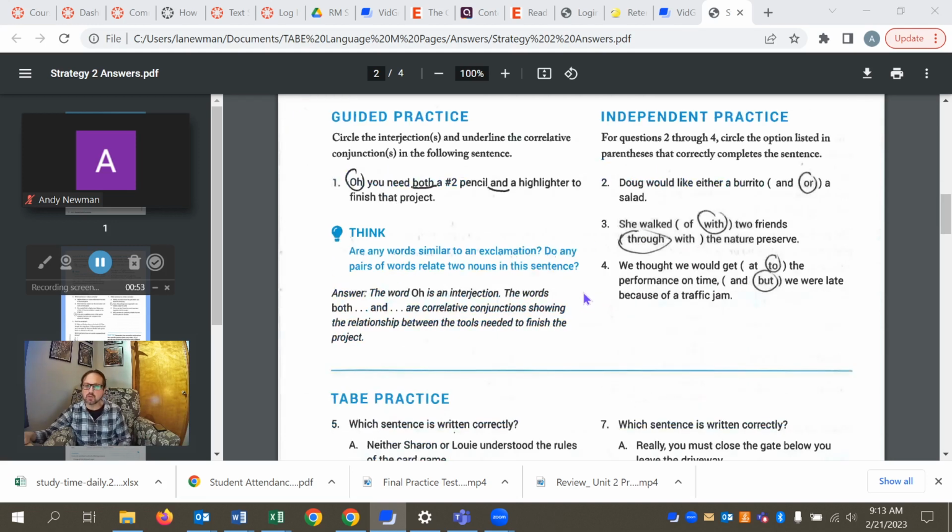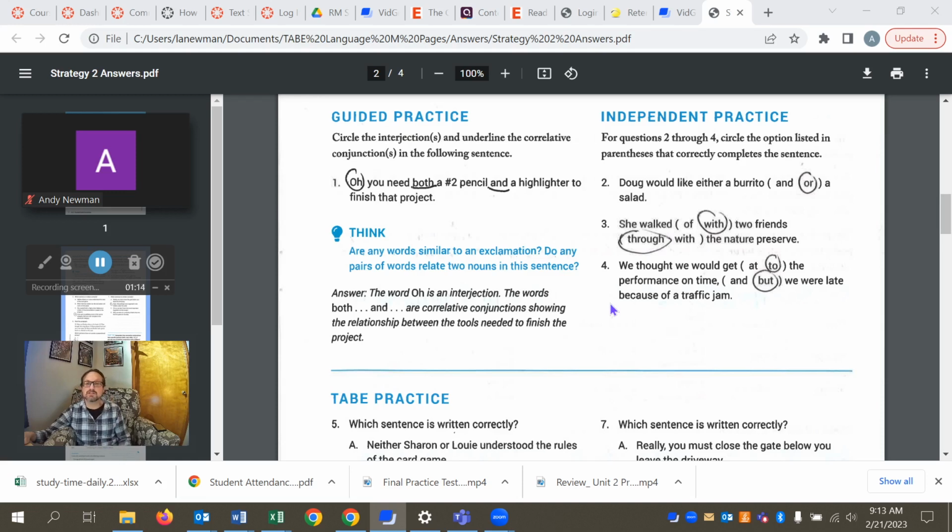Number 3, "She walked with two friends through the nature preserve." So here we have two prepositions, and the correct meaning of the preposition is chosen in both cases. Okay, number 4, "thought we would get to the performance on time."